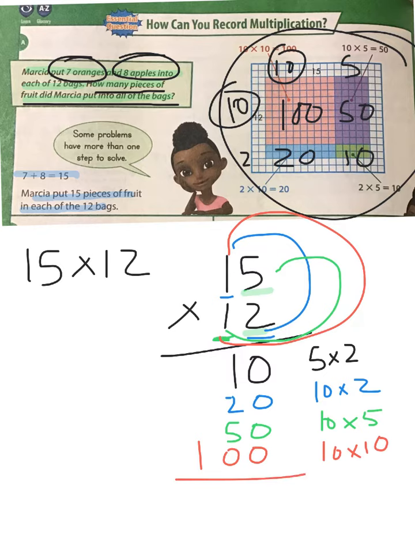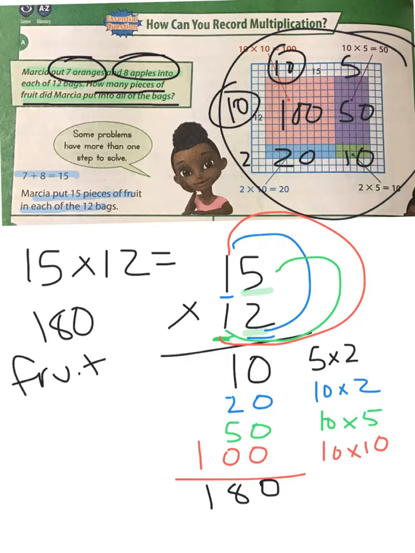Now we have all of our partial products, and we can add them up. So in our ones place, we get a 0. In our tens place, we get an 8. And in our hundreds place, we get a 1. 15 times 12 equals 180 pieces of fruit. All I just did was come up with the multiplication problems for the partial products without using the box. If you are confused, you are still welcome to use the box.